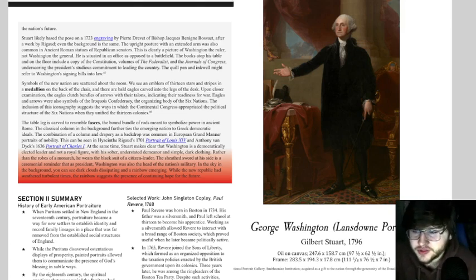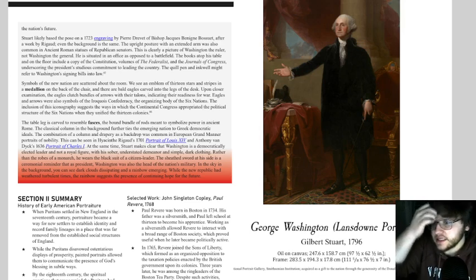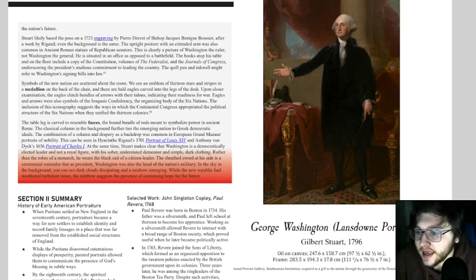The table leg is carved to resemble faces, the bound bundles of rods meant to symbolize power in ancient Rome. This classical column in the background further ties the emerging nation to Greek democratic ideals. The combination of a column and drapery in the backdrop were common in medieval and European grand manner portraits of nobility. This can be seen in Hyacinthe Rigaud's 1701 portrait of Louis XIV and Anthony van Dyck's 1636 portrait of Charles I. At the same time, Stuart makes clear that Washington is a democratically elected leader and not a royal figure.